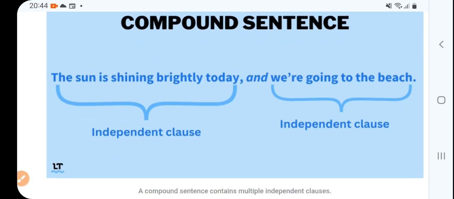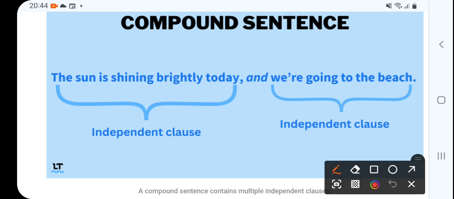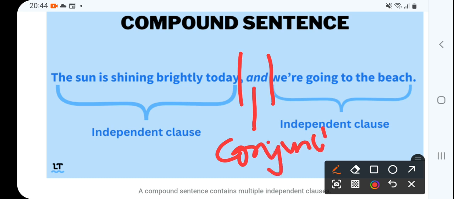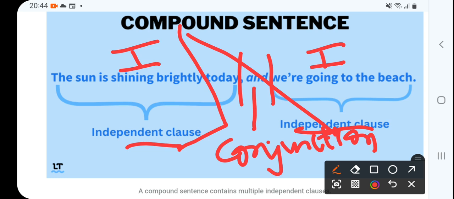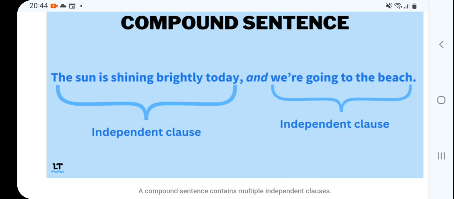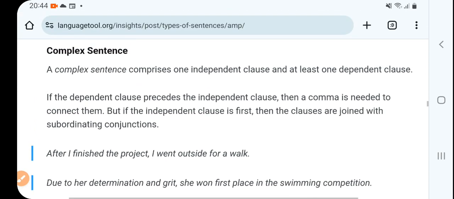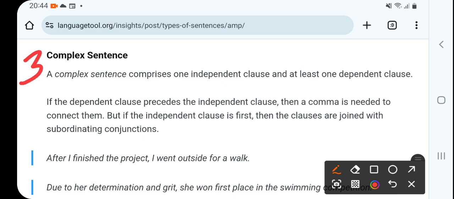Compound sentence structure: the sun is shining brightly today, and this is the conjunction, and that is also an independent clause: we are going to the beach. This one is independent, and that's why it is a compound sentence, joined by 'and'. Compound, as the name suggests. Okay, now the third one, complex. The name suggests complex.